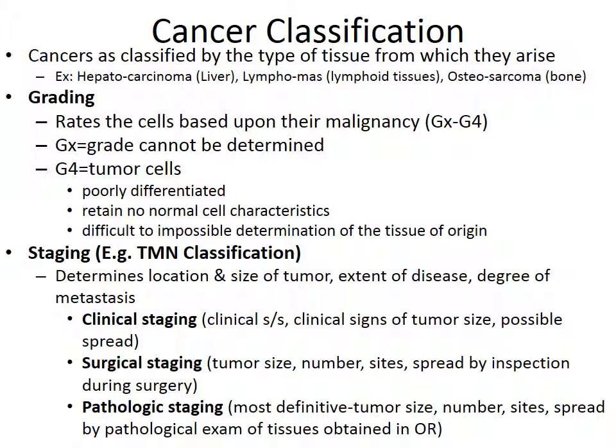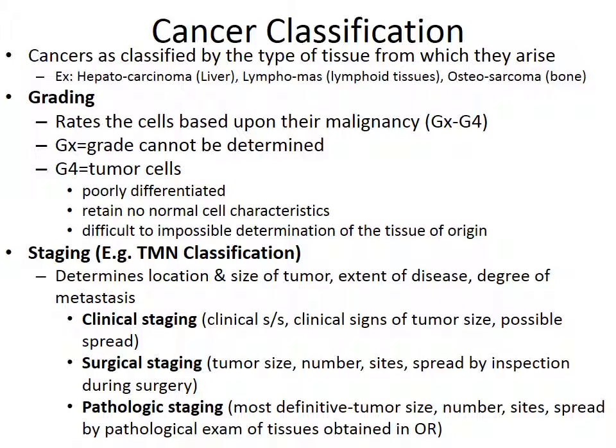Cancer is classified by the types of tissues from which it arises. For example, a hepatocarcinoma would come from the liver, a lymphoma would come from the lymphoid tissues, and an osteosarcoma would come from the bone. Tumors are graded and staged according to their different types of classification.